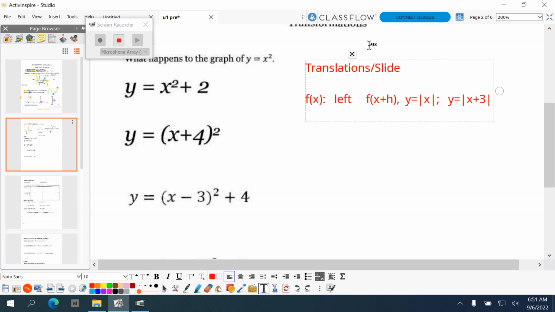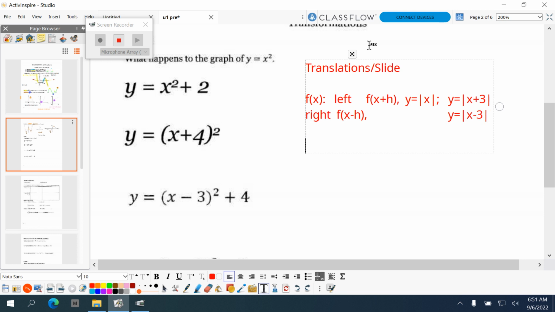So let's say I want to move right? So it will be f of x minus h. That's in general, right? Function in general. But let's say we're working with that absolute value. Then I would have y equals absolute value of x minus 3.